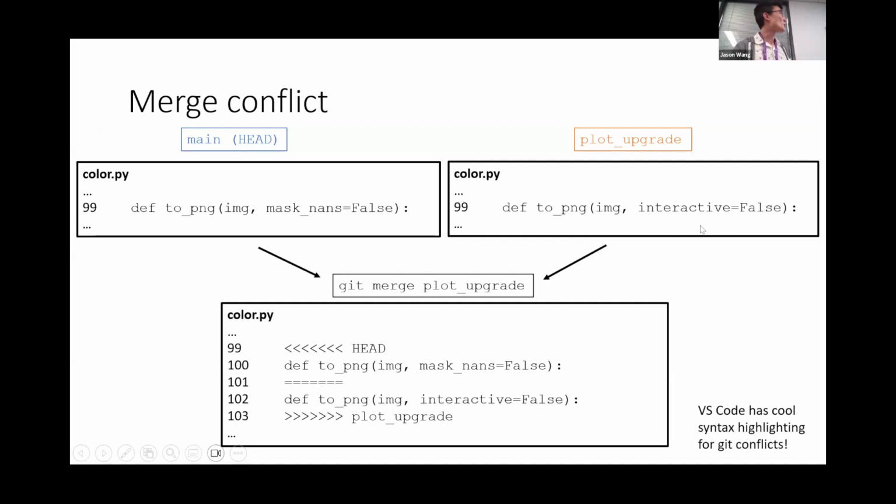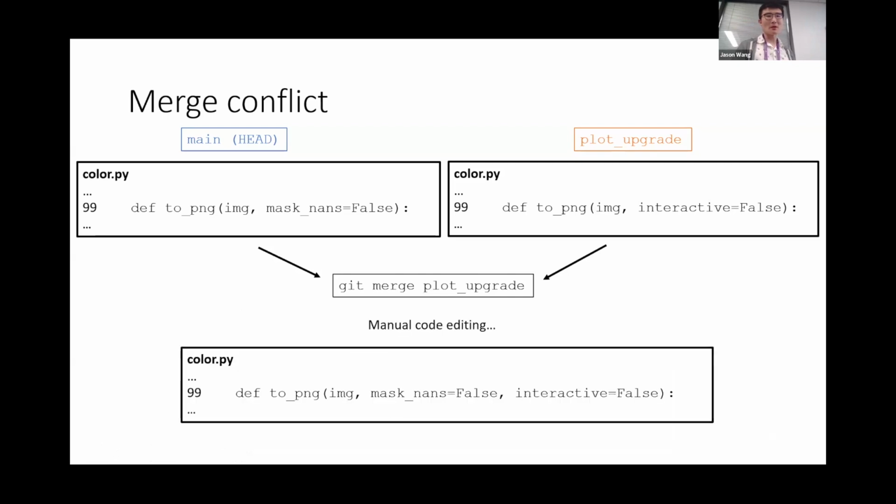So when you do a git merge plot upgrade, what happens, as you might have encountered in the last couple of days, is you'll get all these little brackets telling you that the current HEAD pointer, where the current state of our branch is, this is what the code looks like, toPNG with that mask nans keyword. Whereas the branch you're trying to merge in, the plot upgrade branch, has this other definition of toPNG, and they are conflicting with each other. So Git's like, I don't know how to do this. You guys figure it out. You have to resolve this conflict manually yourself.